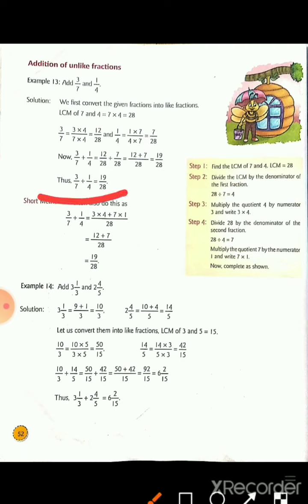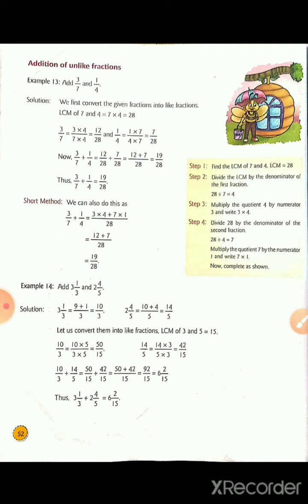Okay students, in this way we can add unlike fractions. First we convert them into like fractions. How? First we find the LCM of the denominators. Whichever LCM we get, we convert the denominators into that LCM by multiplying with the appropriate number. In this way we can convert it.